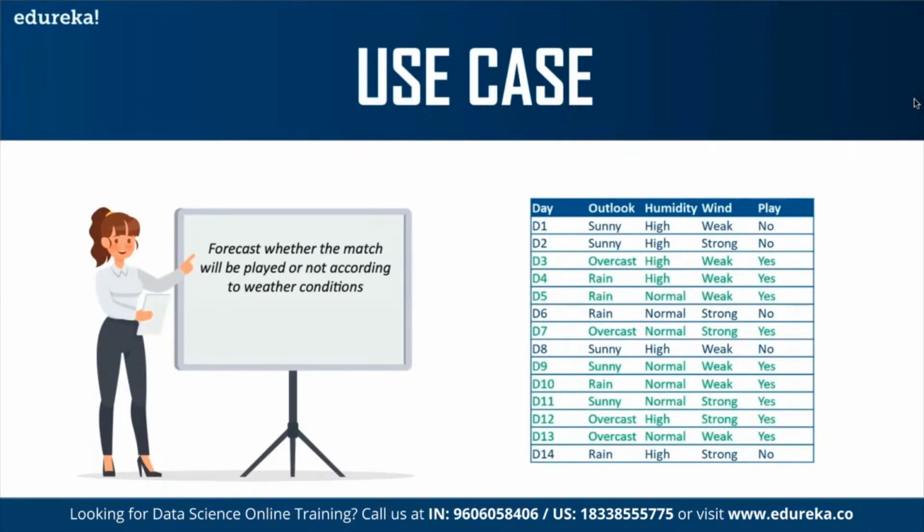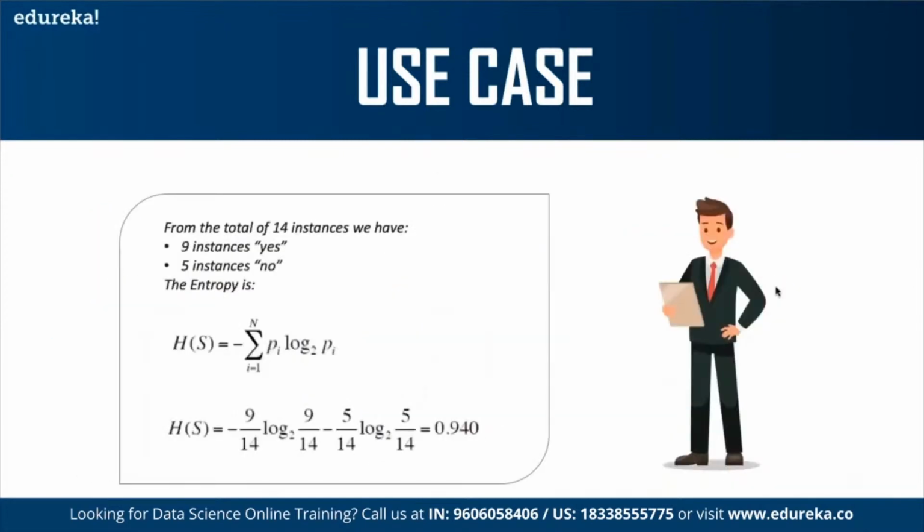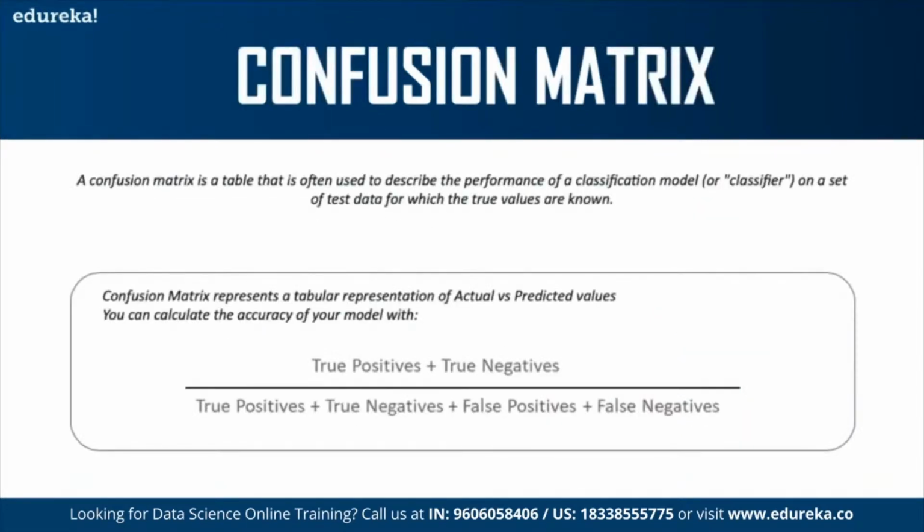All right, in terms of the use case, for the outlook we have three different outputs: sunny, overcast, and rain. So we have divided this into smaller components as sunny, overcast, or rain. Then in these 14 different instances that we have performed our analysis on, 9 said yes and 5 said no. Then we can perform the entropy analysis here, where we divide the number of times by the respective totals.